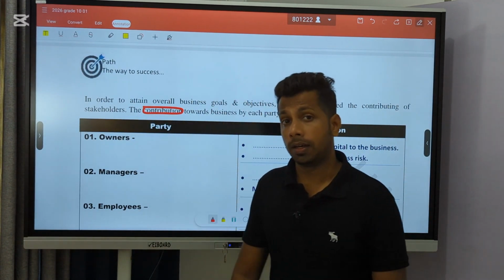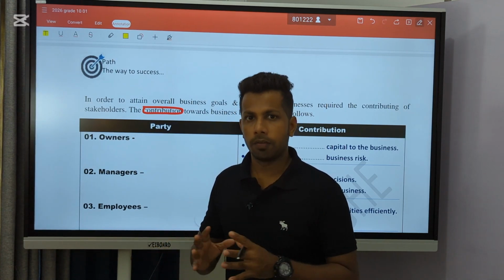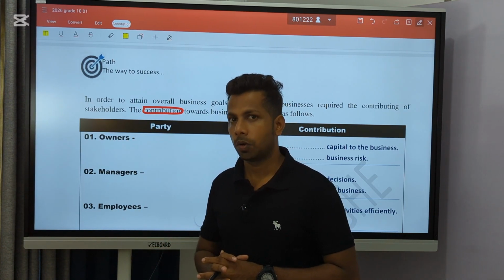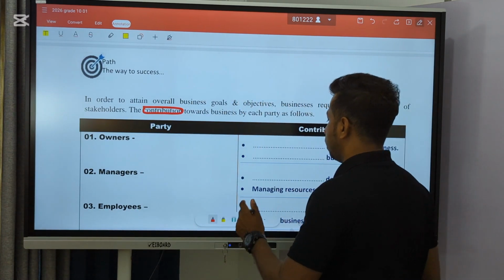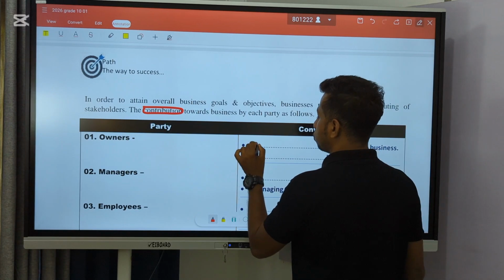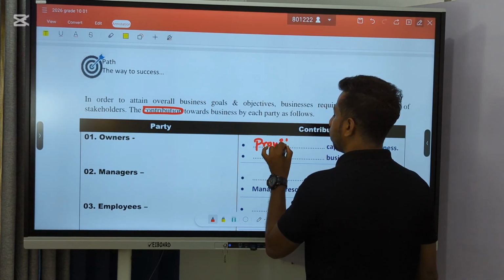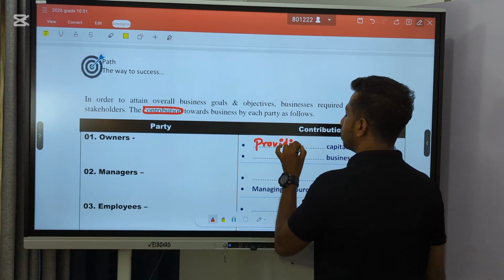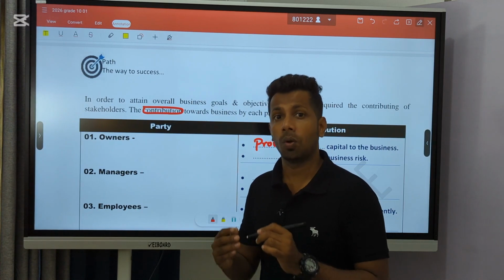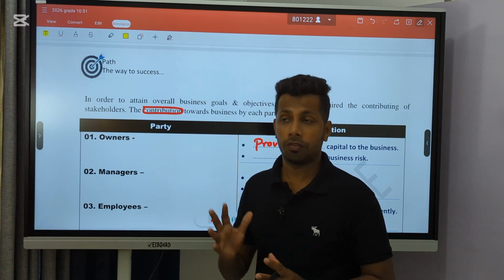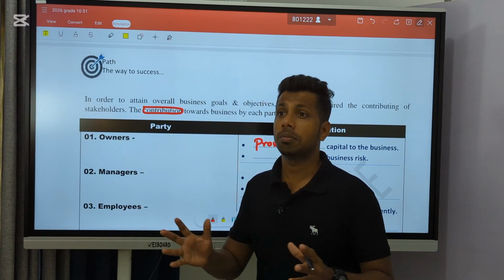We can discuss contributions of owners first. Now think as an owner, what do you contribute to the business? Okay, dear children, mainly owners provide capital. So here you can mention providing capital. That is a major contribution of owners, providing capital. Owners provide funds and all other resources. So after starting a business one day, you also will invest capital. So that is a major contribution.